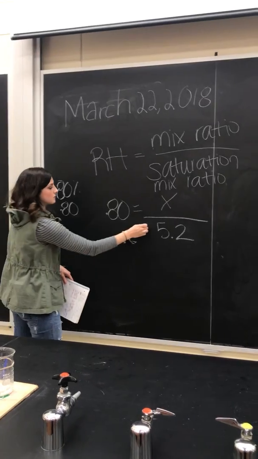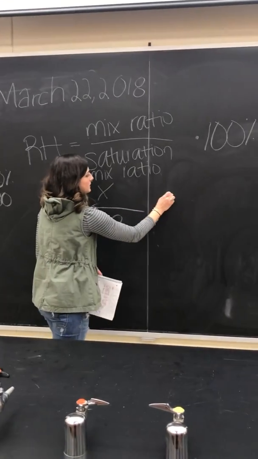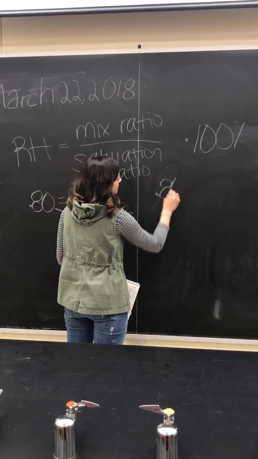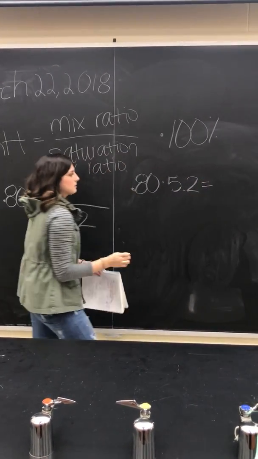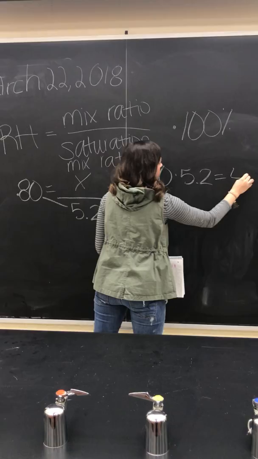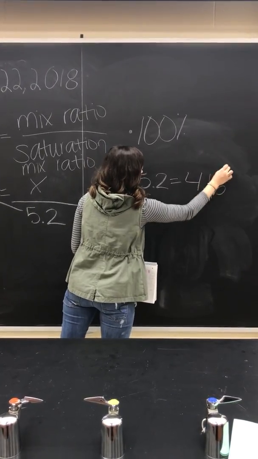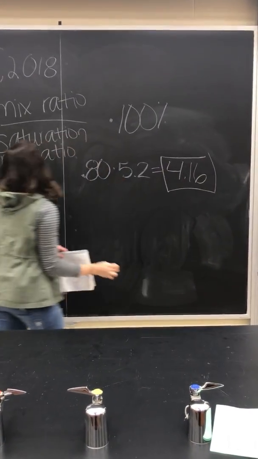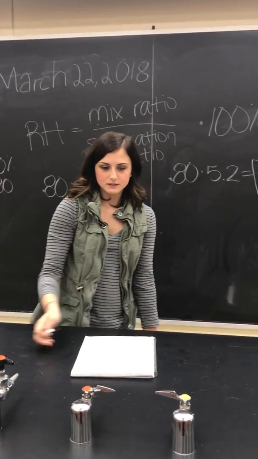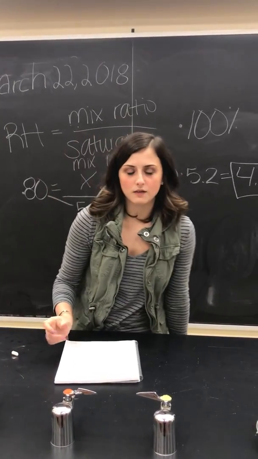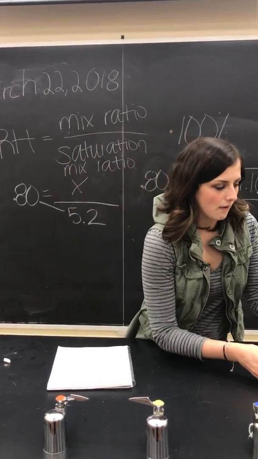To solve for x, we're going to multiply. So we do 0.80 times 5.2. That number is 4.16. So 4.16 is our mixing ratio. Now that we know that, with our 80% humidity, you can tell that it's pretty wet out there.